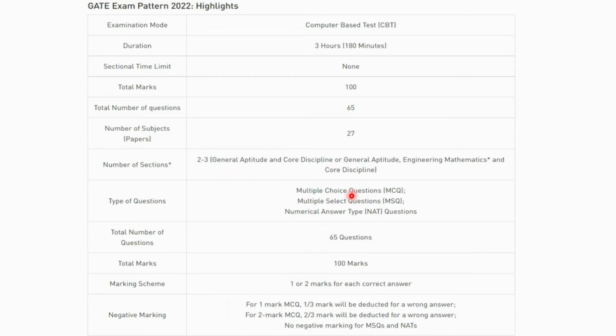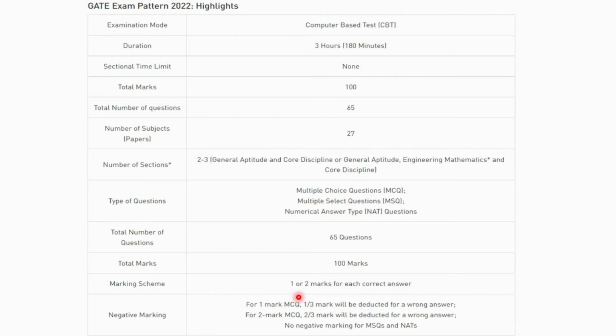So what are the types of questions we get in the examination? One is multiple choice questions, which have negative marking; multiple select questions, which don't have negative marking; and numerical answer type NAT questions, which don't have negative marking. What are multiple choice questions? In these, you will have one question and four choices, and you need to choose among those choices. Multiple select questions are those where there are one or more correct answers in the list of possible answers. Then comes the numerical answer type, where a fill in the blank will be provided.